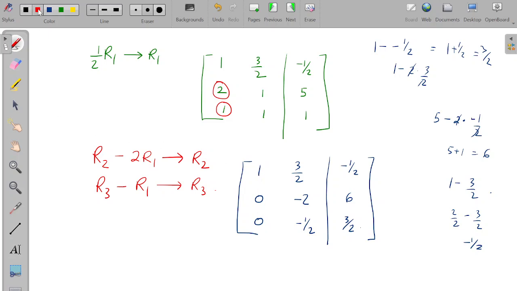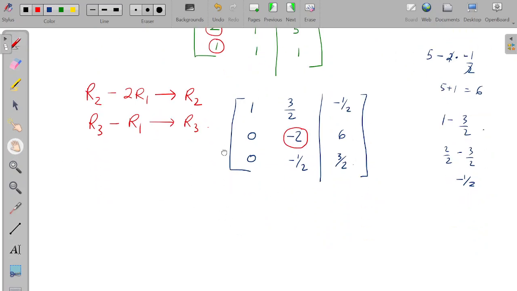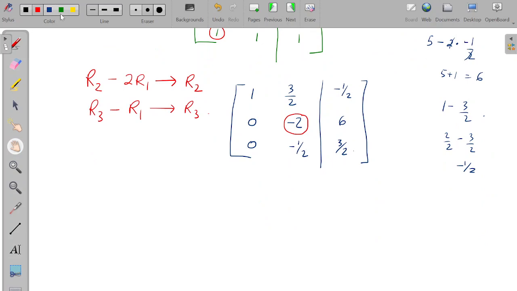What is the next thing to do? The next thing to do is to also make this a leading 1 to the right. So I need to make this a leading 1. To make this a leading 1, I'm now dividing row 2 by minus 1 over 2, and I'm giving it to row 2. Please take note of that.